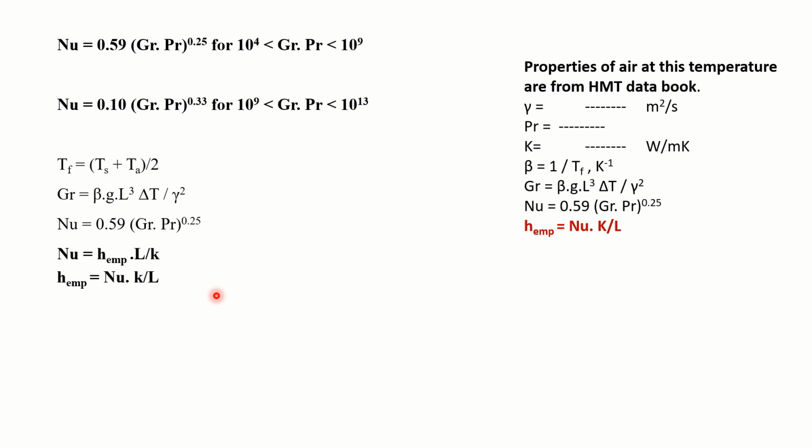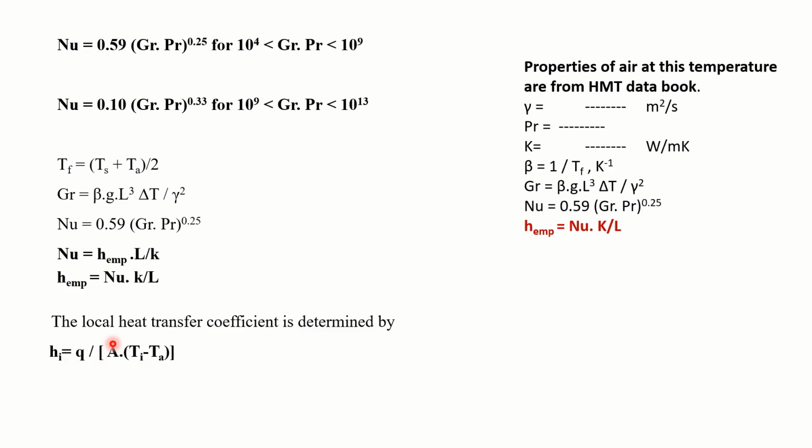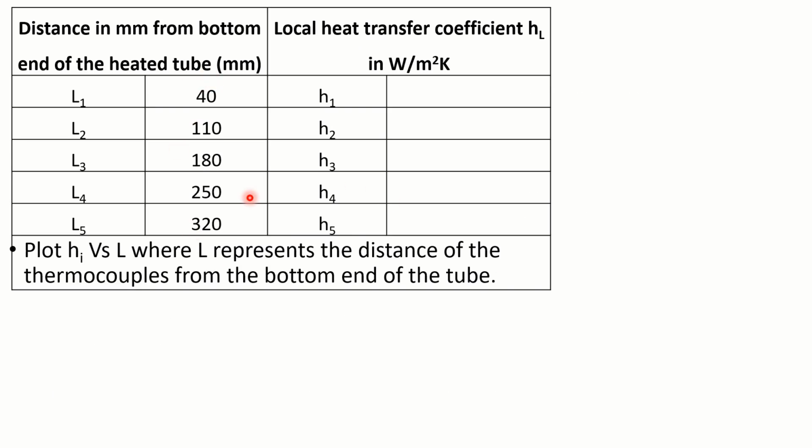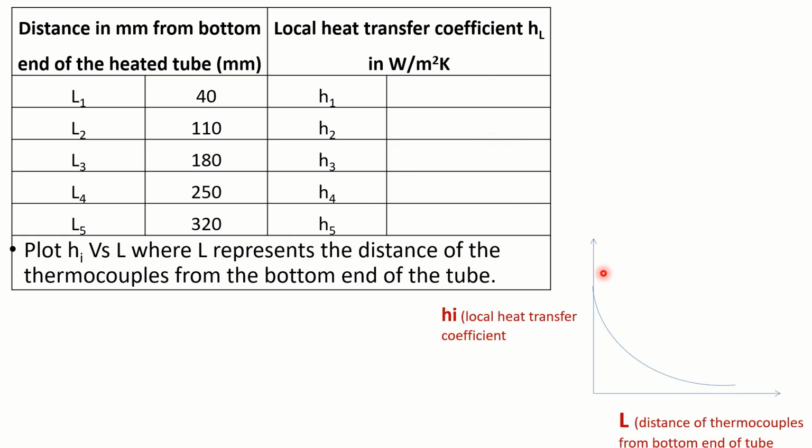The next calculation is the local heat transfer coefficient. Here you are given the formula for finding it, where Q is the rate of heat transfer and A is the heat transfer area. At whichever point you need to measure the local heat transfer coefficient, that particular length is to be substituted for finding the heat transfer area. Ti is the local surface temperature, ranging from T1 to T5, and Ta is the ambient air temperature. By substituting these data in terms of length in the heat transfer area, you will get local heat transfer coefficient values that can be tabulated here. Then you can plot the graph between the local heat transfer coefficient and length, in order to find out the change in local heat transfer coefficient with respect to distance.